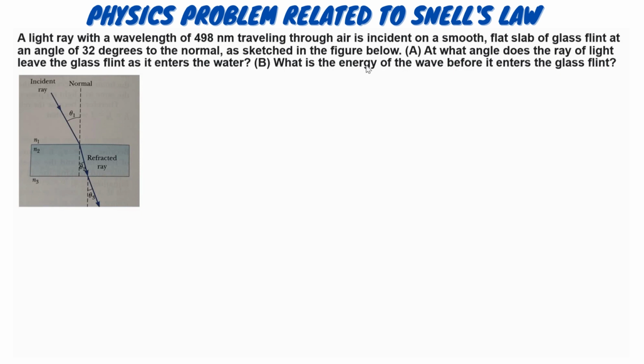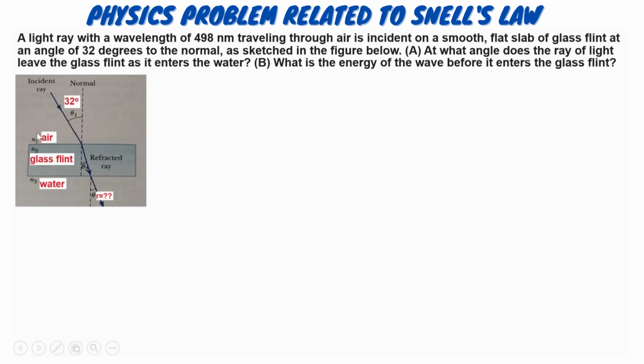Letter B. What is the energy of the wave before it enters the glass flint? So, this is the illustration of the problem. We can see that in the problem, we have three different medium. First, we have the air. Second medium, we have the glass flint. And third, we have the water. And the given angle of incident is 32 degrees.